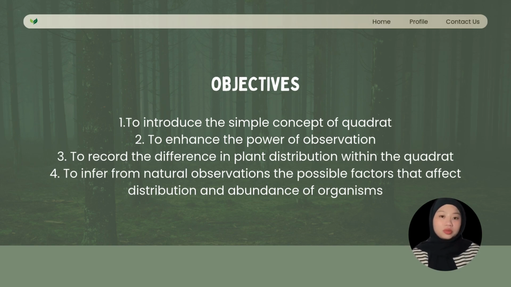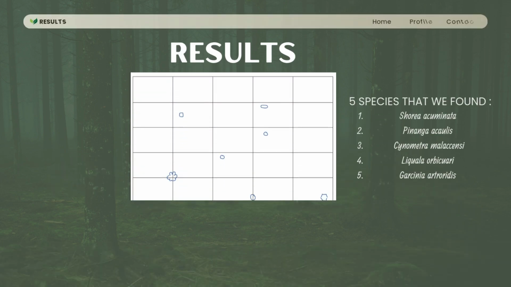Let's start with the objectives. The first objective is to introduce the simple concept of quadrat. The second one is to enhance the power of observation. The third one is to record the difference in plant distribution within the quadrats, and the last one is to infer from natural observation the possible factors that affect the distribution and abundance of organisms. Let's take a look at the results.